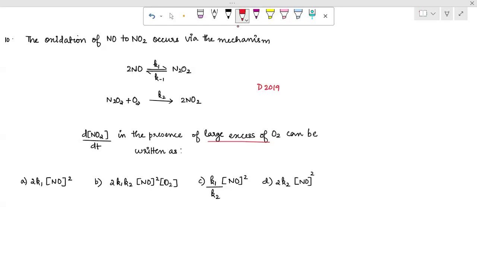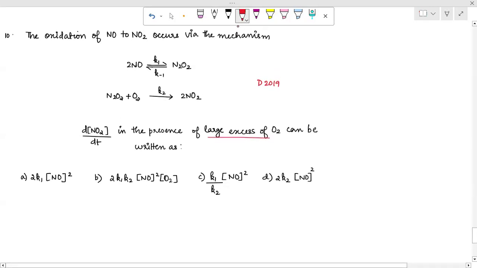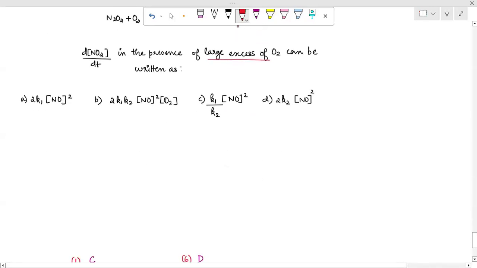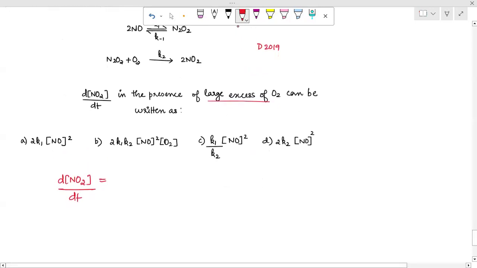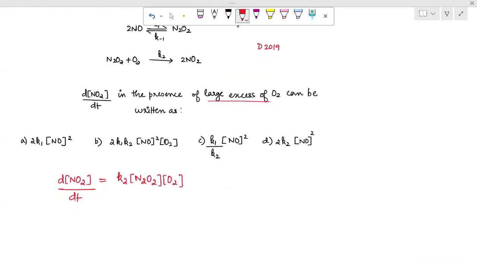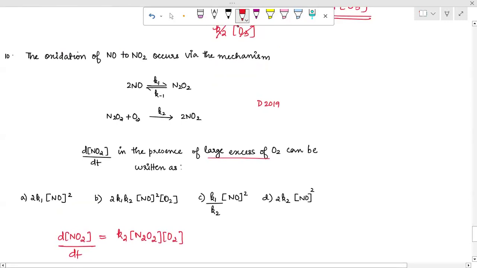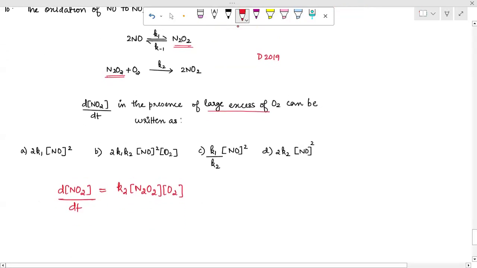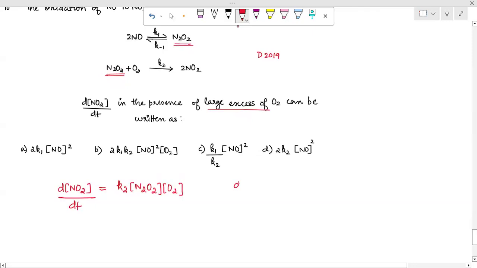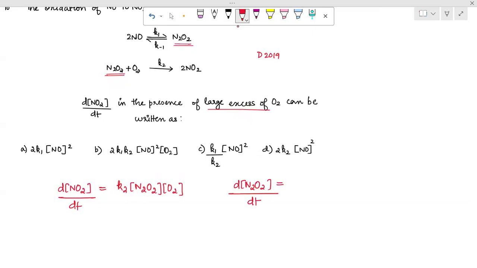Okay, so let's start. We have to get the rate of product formation. So rate of product formation is dNO2 by dt, and that is equal to, from the last step, K2 into N2O2 into O2. From the mechanism, you can understand that N2O2 is the intermediate, so you need to eliminate that. How do you eliminate? Again, through SSA. So let's apply SSA on dN2O2 by dt. That will be equal to 0.